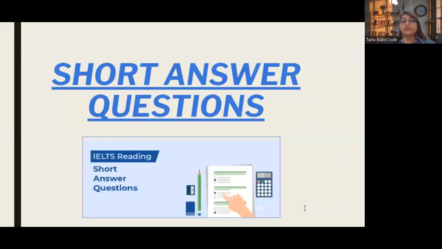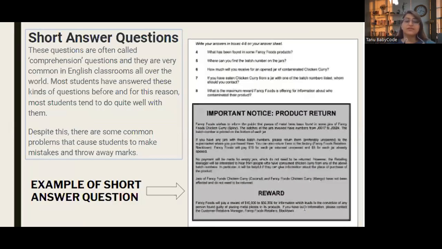Okay. Moving forward to the next type of questions which we are going to discuss is short answer questions. Now, what is short answer questions? Short answer questions ask you to write your answers in short, right? You may be asked to write your answer in 2 words, 1 word, or 3 words. These questions are often called comprehension questions because you need to find your answer from the passage.